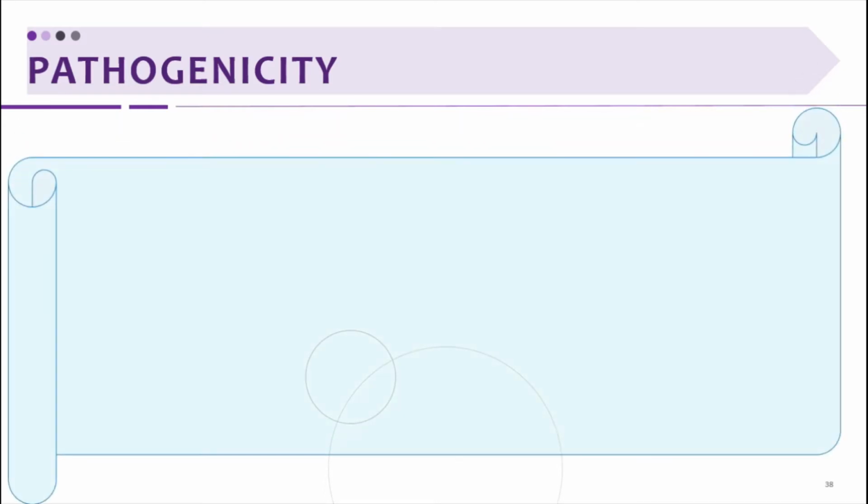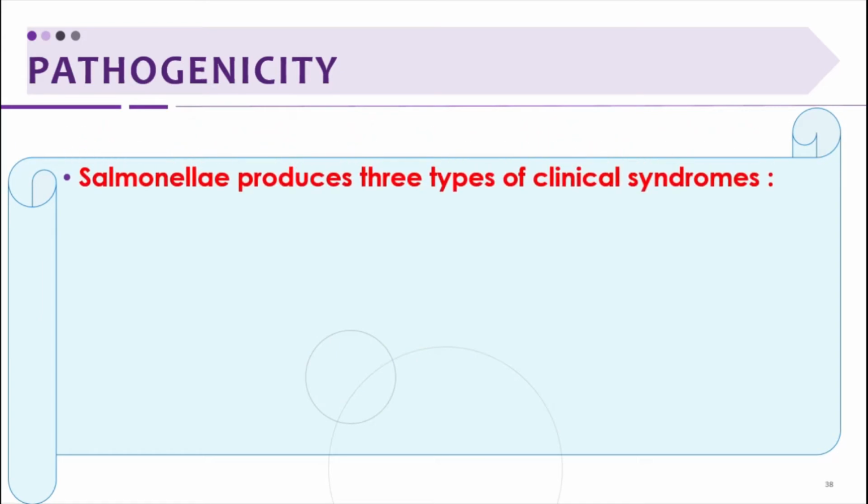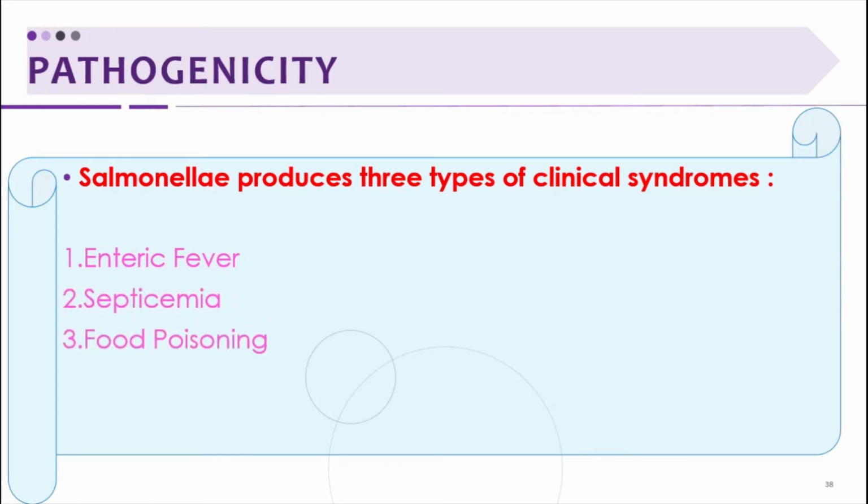Today we will see the next part of Salmonella, that is the pathogenicity, which is the most important aspect in Salmonella. As far as the pathogenicity is concerned, Salmonella is mainly responsible for three types of clinical syndromes. They include enteric fever, septicemia, and food poisoning. We'll see each one by one.